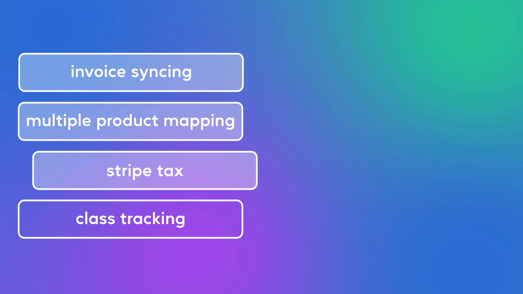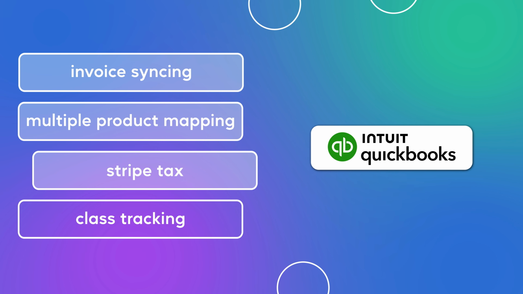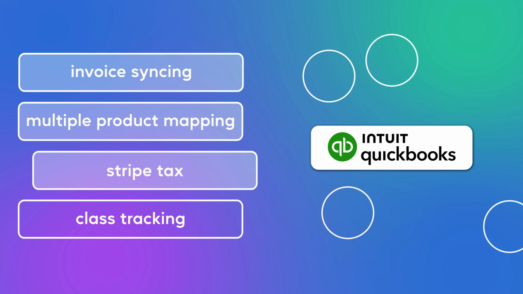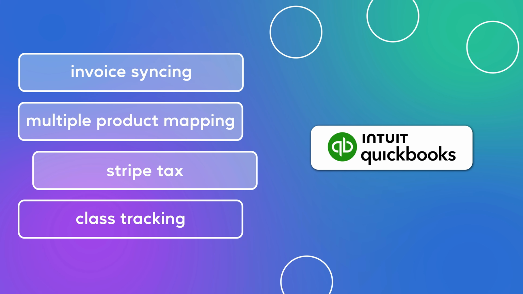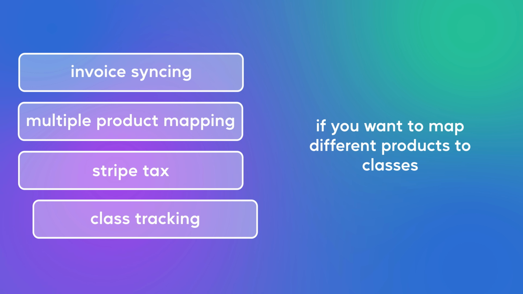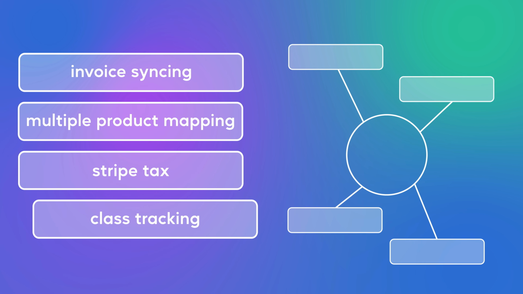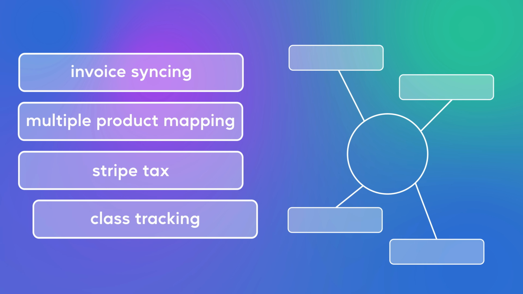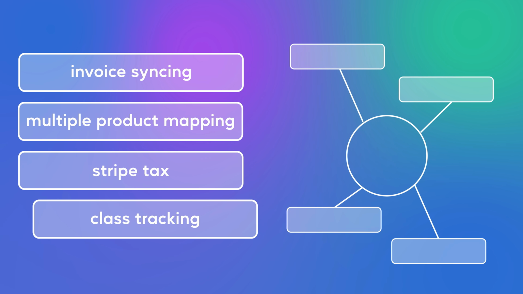Stripe Tax. This feature will capture all tax liabilities into a single liability account in QuickBooks. If you have questions about tax or more complex tax needs, please contact us and we will walk you through this process. Class tracking. If you want to map different products to classes, you can turn on class tracking. This feature enables classes, but more complex class tracking will require some additional mapping work. Please contact us if you have more questions about class tracking.